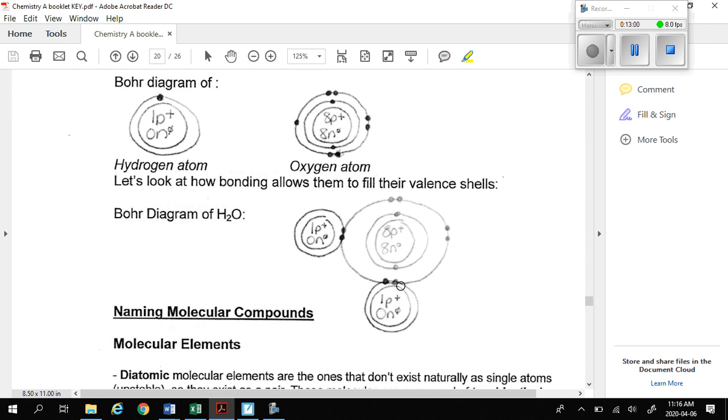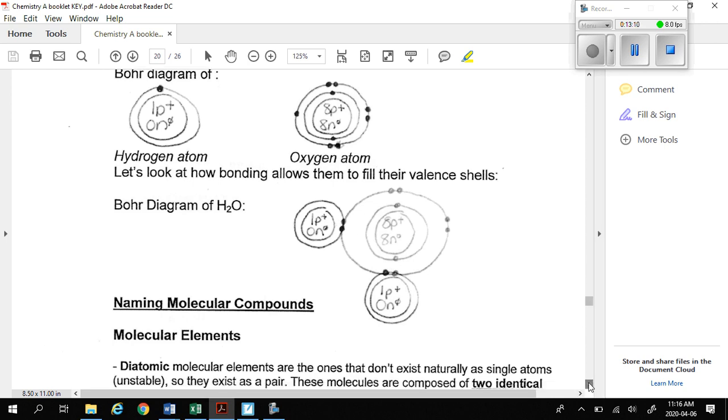So not just an element, but everything. Again, there are no ions formed. It's just sharing of electrons, forming of covalent bonds. So that's where the covalent bond would be. Now, naming molecular compounds.